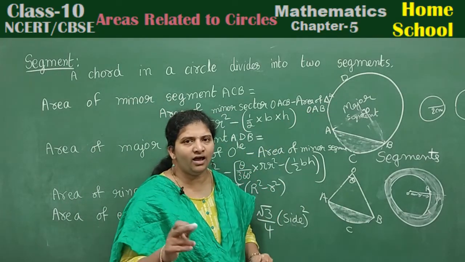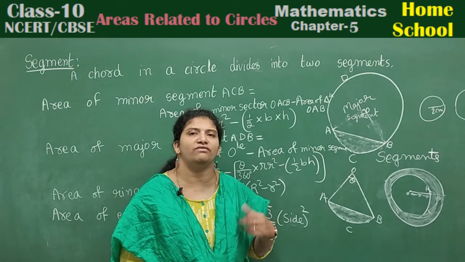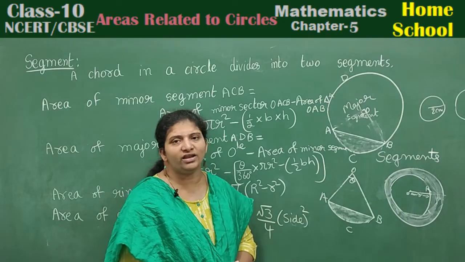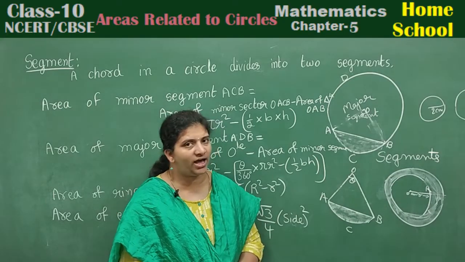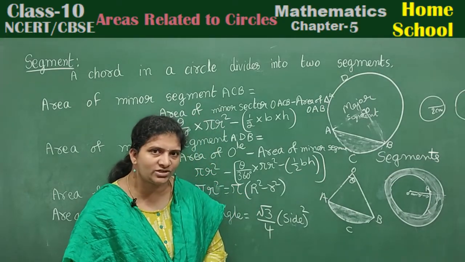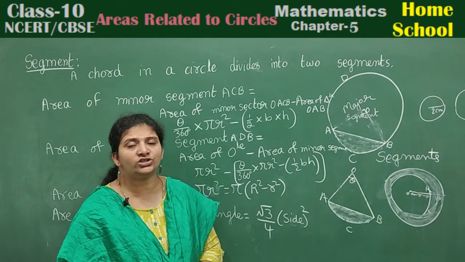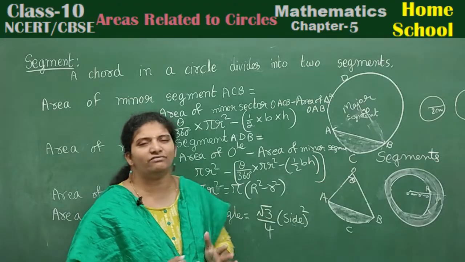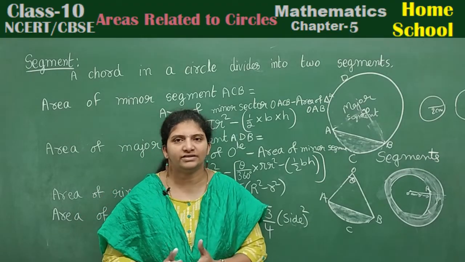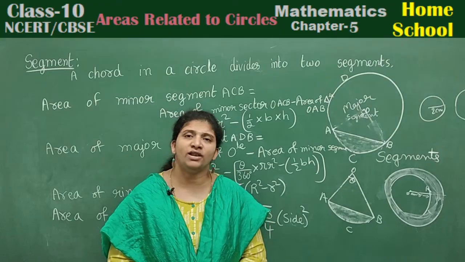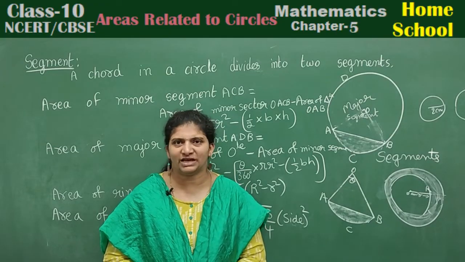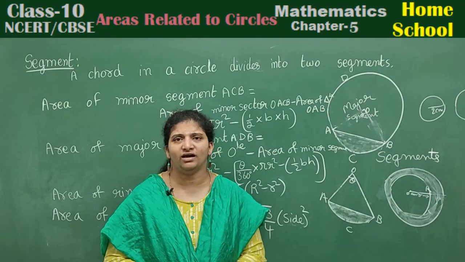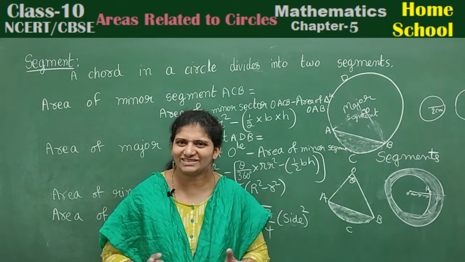Okay, coming to major segment area. Complete circle area minus minor segment will give you the major segment. And one more we have seen here, area of a ring, pi capital R square minus small r square. Area of an equilateral triangle, that is root 3 by 4 into side square. Okay, these are all very important formulas for this chapter. Formulas play a major role in this chapter. If you are able to understand the figure and frame the formula, this chapter is very easy.